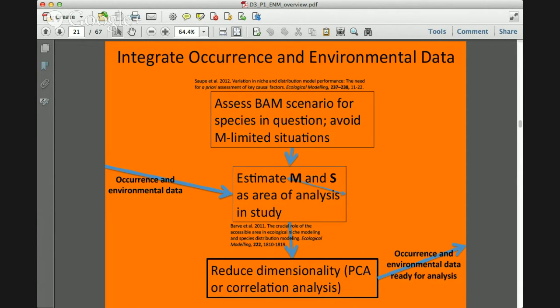But essentially, once we've got our input data together, then we have two very critical steps. One is assessing the BAM scenario. Essentially, what is the topology of those three circles that we talked about yesterday in terms of BAM. And we need to come up with a specific a priori estimate of essentially the area that's been accessible to the species and also that's been sampled. So those are M and we could call it S.